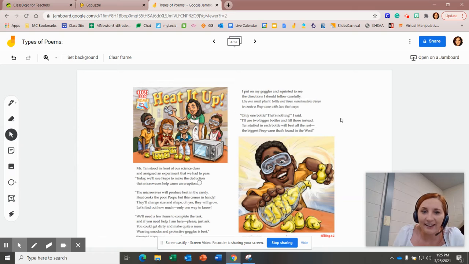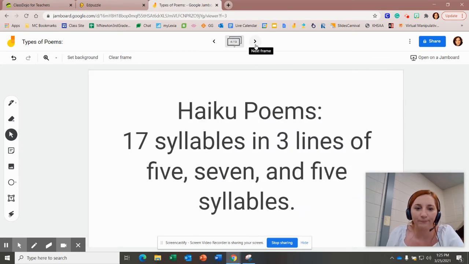Yesterday, we read Heat It Up, and it talked about how this little boy decided to make his peep volcano, and I guess he overfilled it and he made it really, really big. So it told a story. That was a narrative poem. Just think narrative writing tells a story, a narrative poem tells a story.